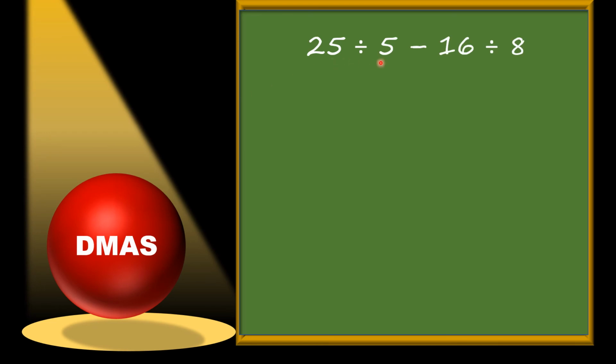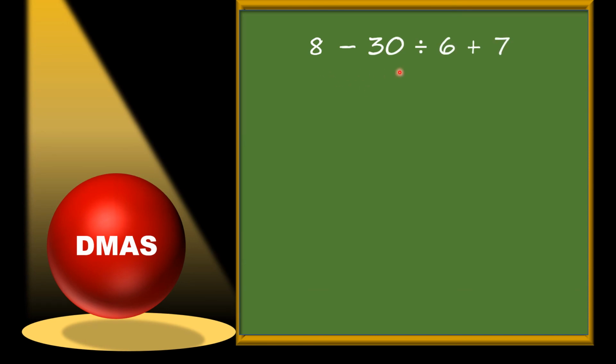Next question is this. 25 divided by 5 minus 16 divided by 8. Here are only two operations, division and subtraction, and always do division first according to this rule of DMAS. So here we will do 25 divided by 5 and 16 divided by 8 first. So after division we will get this. 25 divided by 5 equals to 5 minus 16 divided by 8 equals to 2. 5 minus 2. So here is a subtraction only. It is 3.